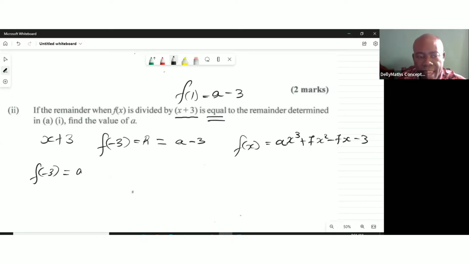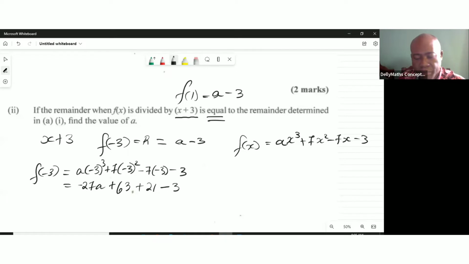So we will have a times negative 3 to the third plus 7 times negative 3 squared minus 7 times negative 3 minus 3. Let's go further. We have negative 27a, positive 9, so that's positive 63. And this is going to give me positive 21. And this is going to give me minus 3.